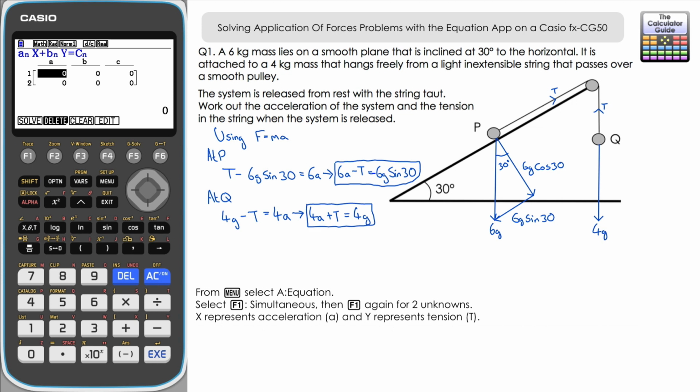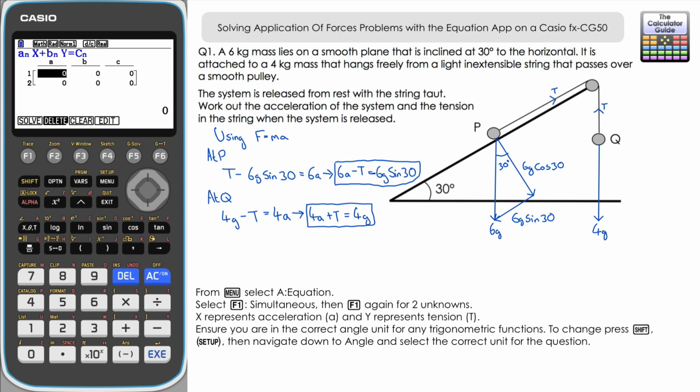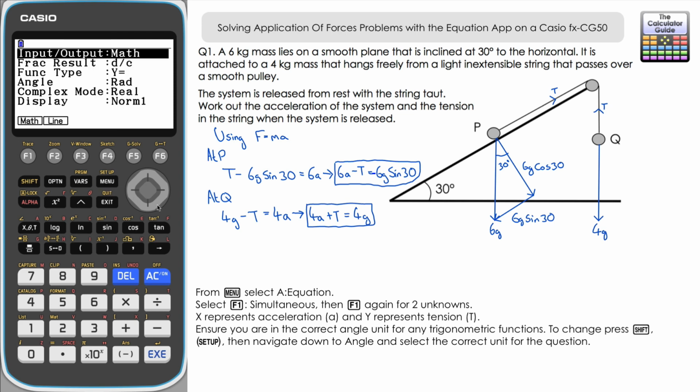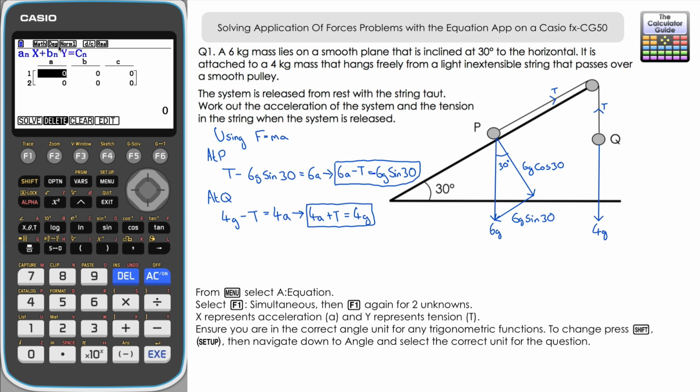The second thing to note is we're also going to have to ensure we are in the correct angle unit, because there is sine involved in one of our equations, and the angle unit in the question is degrees. So currently I'm in radians by default, so I just need to change that first. Shift setup and down to angle unit F1 for degrees. Let's double check that's in degrees. So now we can put that in.